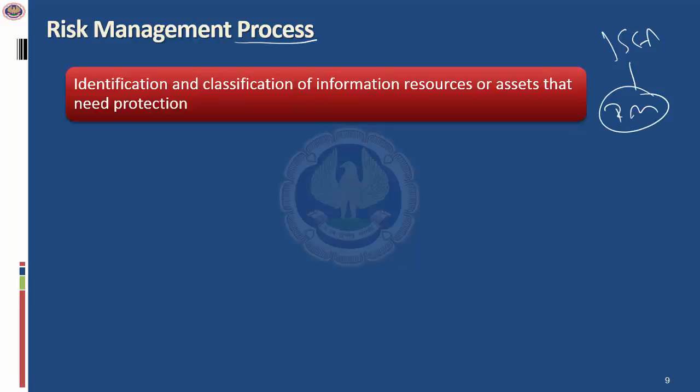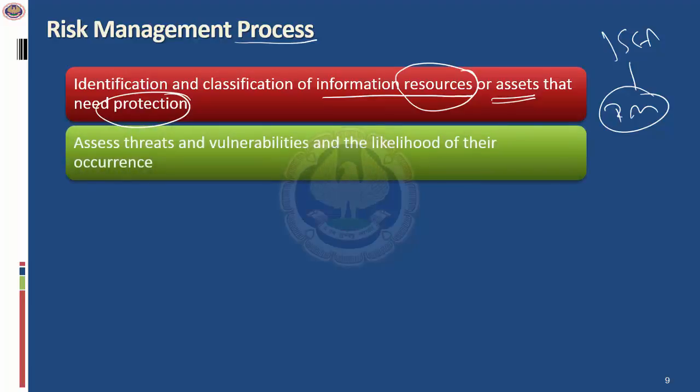Let's look at it step by step. You identify and classify the information resources. Now look at the key term here. We are talking about not just resources, but information resources, which means this could be physical assets or resources, and information is also an asset. So you look at all the assets, the tangible and intangible assets that need to be protected. This is the key. You're not looking at assets which do not need protection, which means you're going to focus on the critical assets for the organization, which are of value, which are critical for the enterprise to continue the business operations.